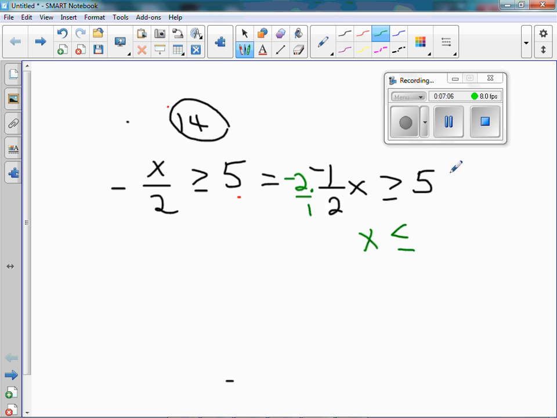The same thing on this side of the inequality sign by -2/1. So if you multiply 5 times -2, you're going to get a -10. So the final answer is x is less than or equal to -10. I'm not graphing any of these today, but some you will be required to graph, and we will talk about that when I come back.